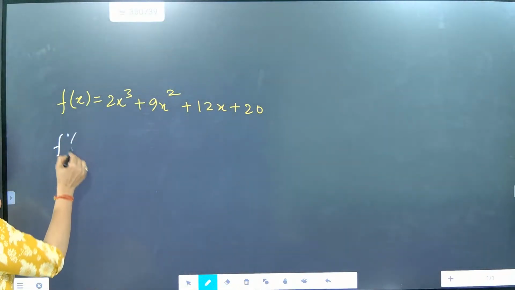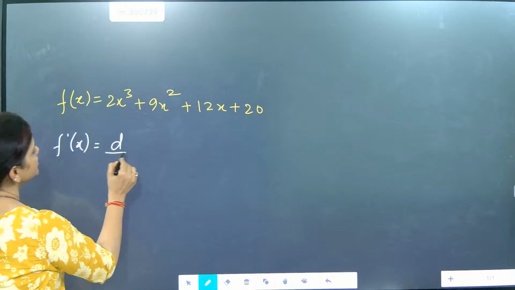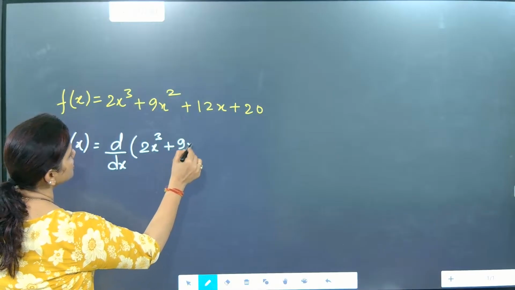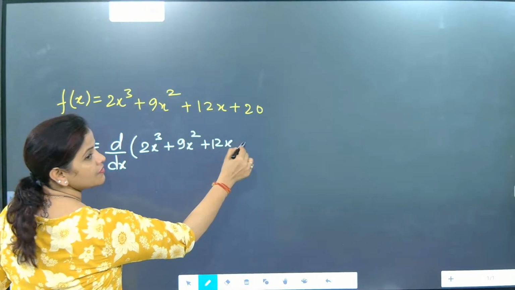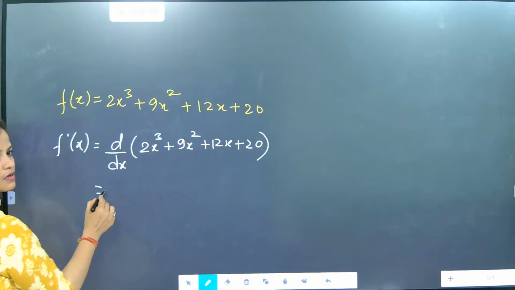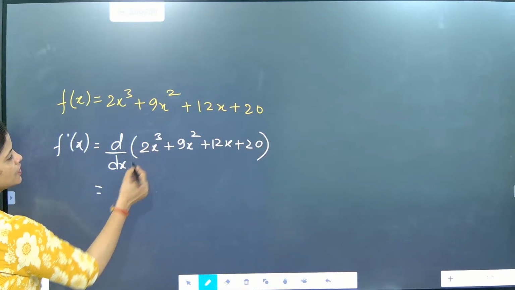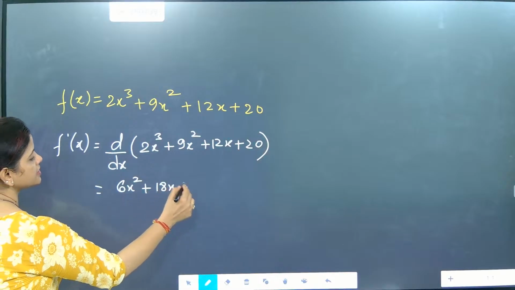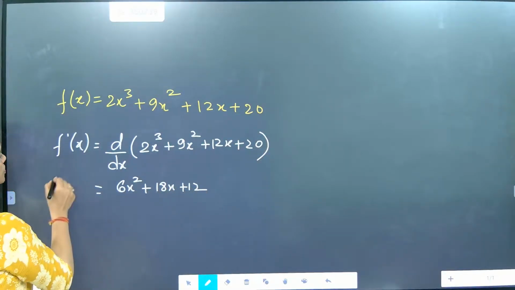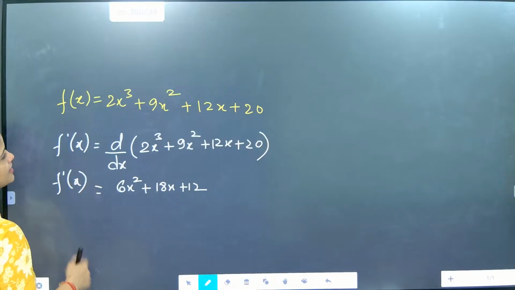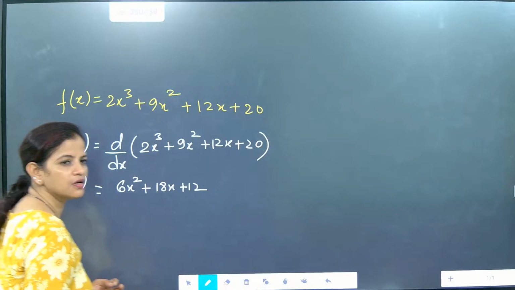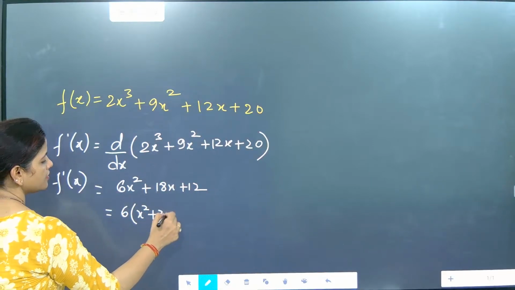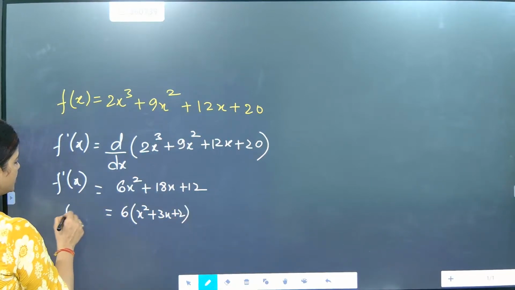Now here f dash x is equal to the differentiation of 2x cubed plus 9x square plus 12x plus 20. So differentiation of 2x cubed will become what, beta? 2 3s are 6x square plus 18x plus 12. Understood? So this is f dash x. I think this question we just solved, no? It was minus. Okay, so we'll take 6 common: x square plus 3x plus 2. So let's see if any change is there.